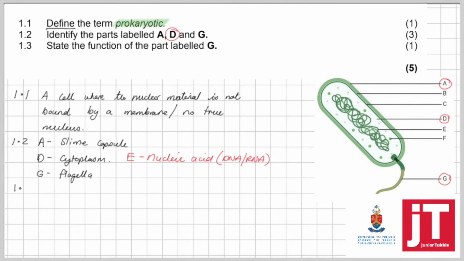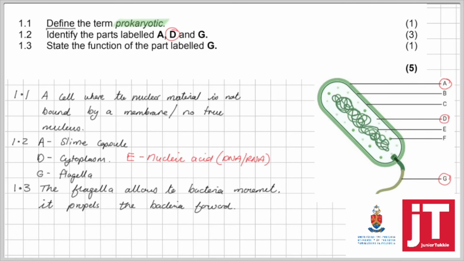Now you'll see question 1.3 asks us a little bit more about the flagella. It asks us to state the function. Now the flagella will allow bacteria to move as it tries to propel itself forward in its environment. So it's definitely one of those important structures when it comes to a bacterium, allowing it to move from place to place.